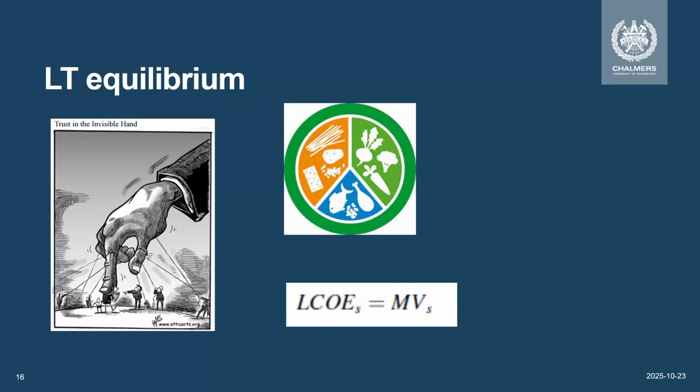And in that optimal solution, the cost per energy unit is the same as the market value per energy unit. This is called a zero profit rule. And it should be really basic economics.